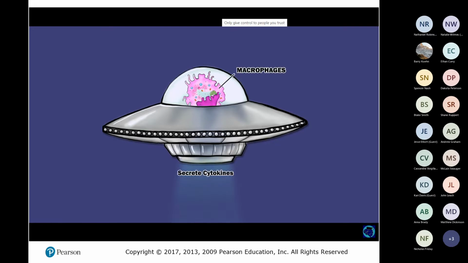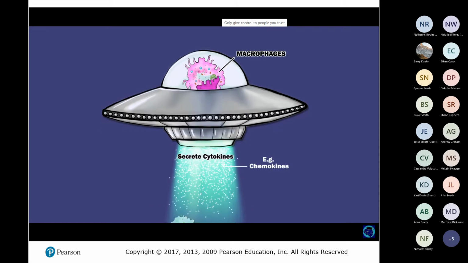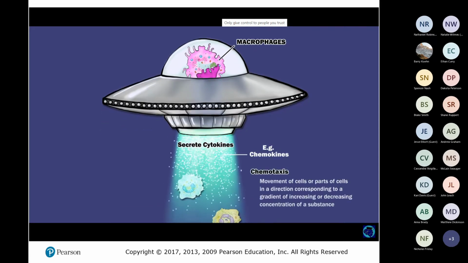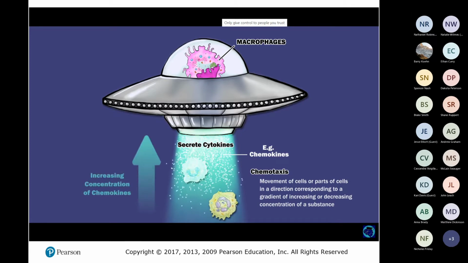Then, macrophages secrete cytokines, which are substances released by cells of the immune system that affect other cells. One kind of cytokine are chemokines, which act as chemoattractants. Chemokines cause directed chemotaxis, which is the movement of cells or parts of cells in a direction corresponding to a gradient of increasing or decreasing concentration of a substance. In the case of chemokines, they direct phagocytes to move towards the source of the chemokines, which is where they are needed.